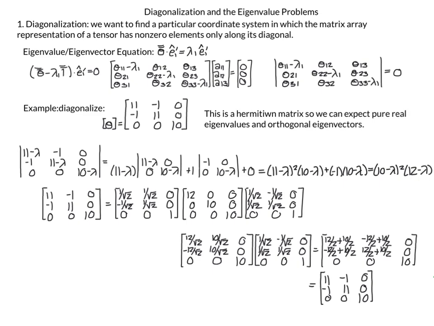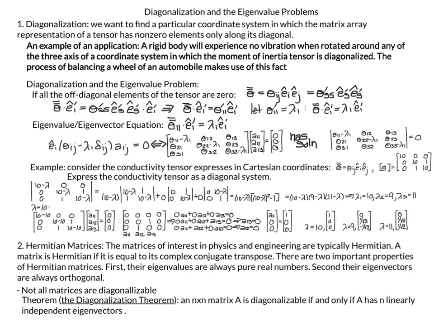And thank goodness, too. So to review what we have done in this video, we looked at diagonalization, which is to find a particular coordinate system. So we would transform to a new coordinate system in which the matrix array representation of a tensor has non-zero elements only along its diagonal. And there were examples in physics and also examples in your linear algebra textbook.